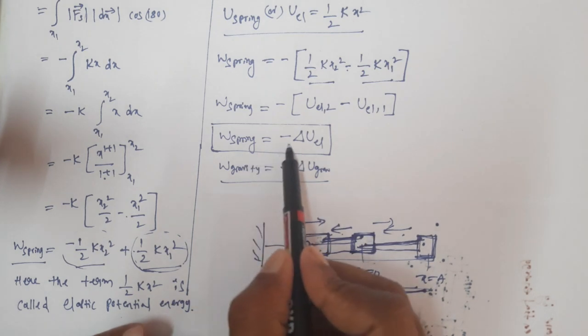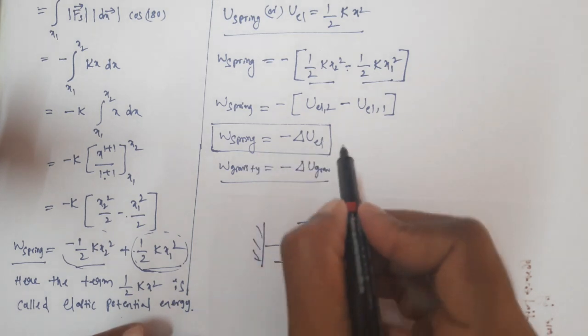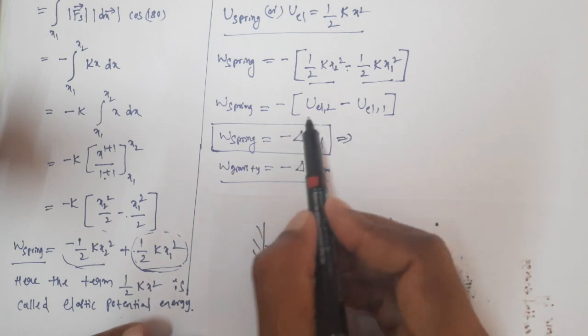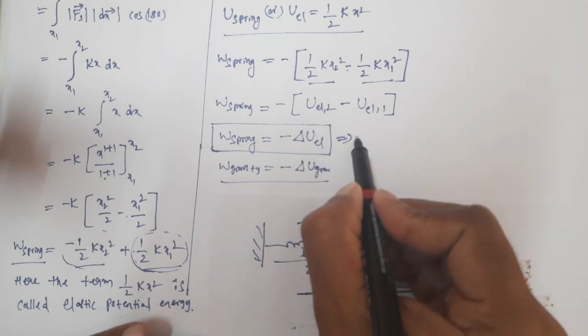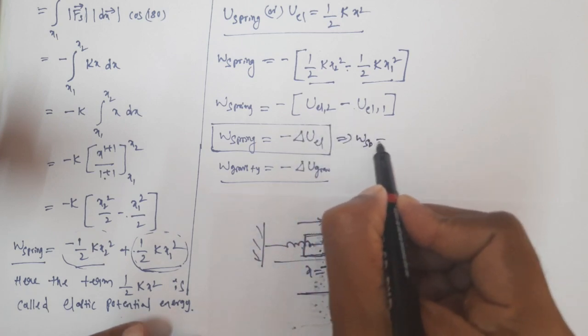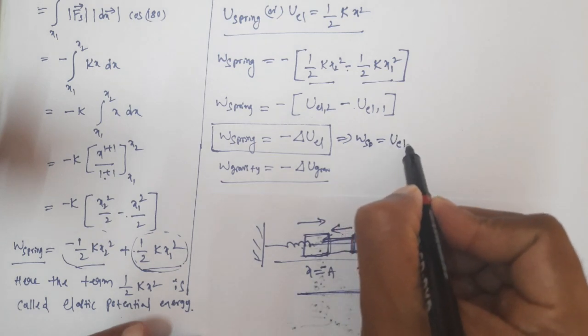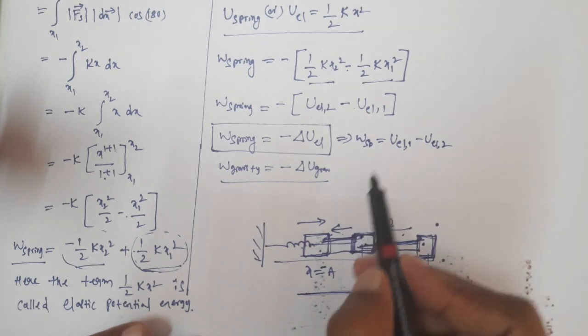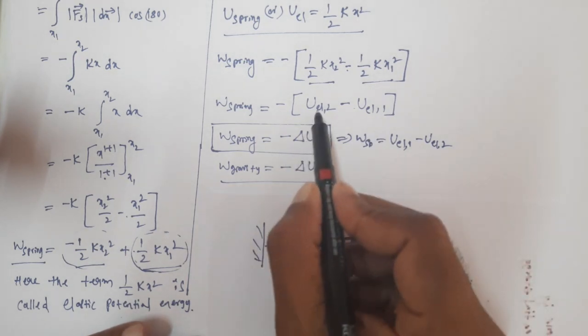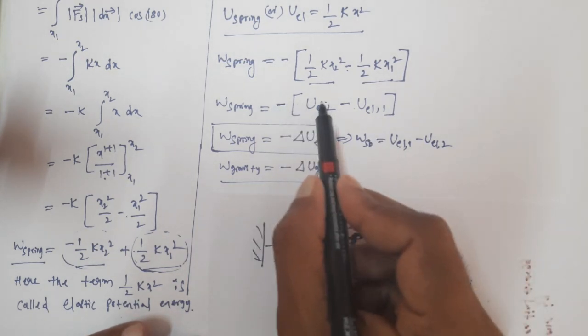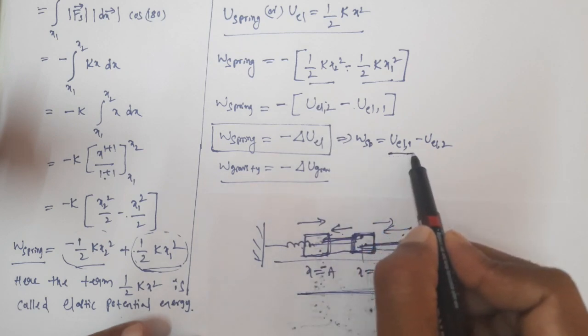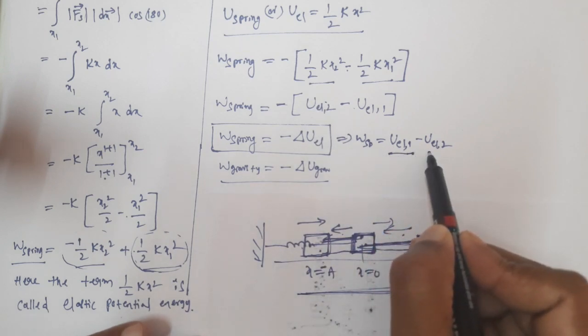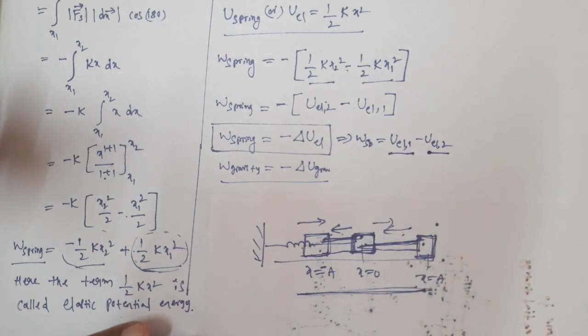So work done by spring is equal to, if you take minus common, actually you can write U1 minus U2. When you take minus common, we are getting like this. But if you don't take minus common, what do you get? You get initial elastic potential energy minus final elastic potential energy. This is the first property.